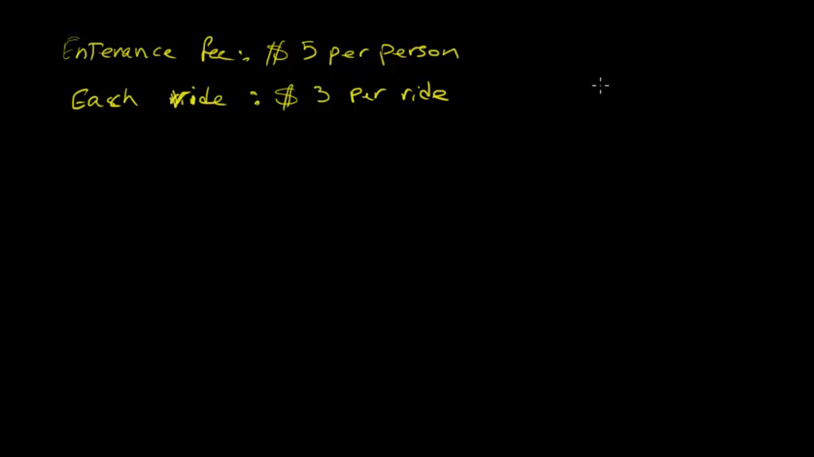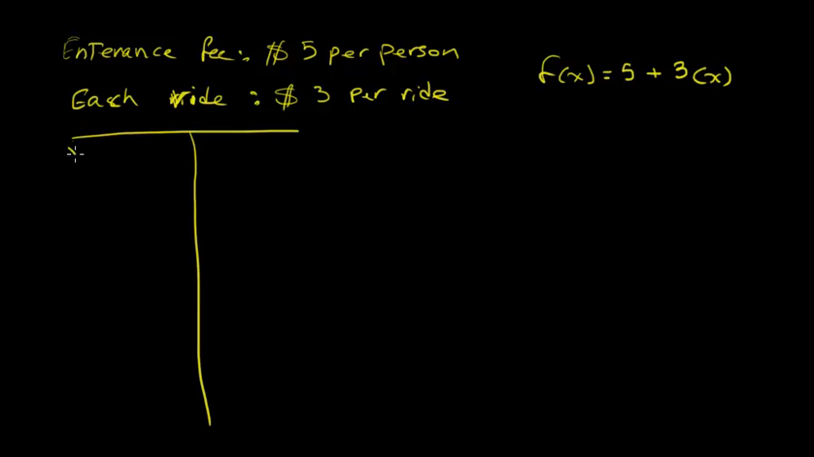First, we are going to write our function. Our function is f of x that equals $5, which is fixed for entrance fee per person, plus $3 per ride, depending on how many rides you get. So let's draw a table for that. You have x here that equals number of rides you get on, and you have y here, or f of x, which is total cost.